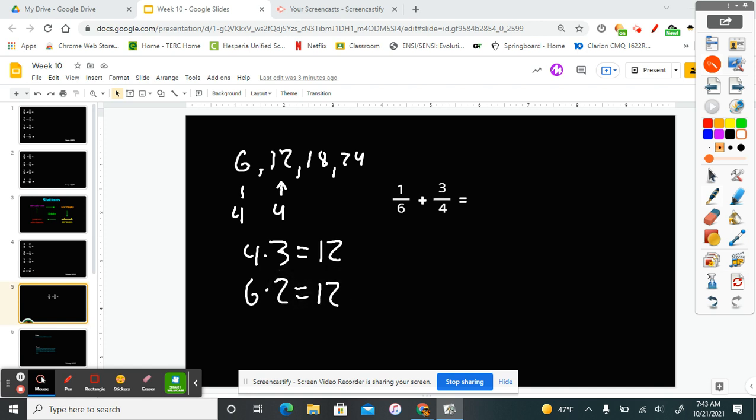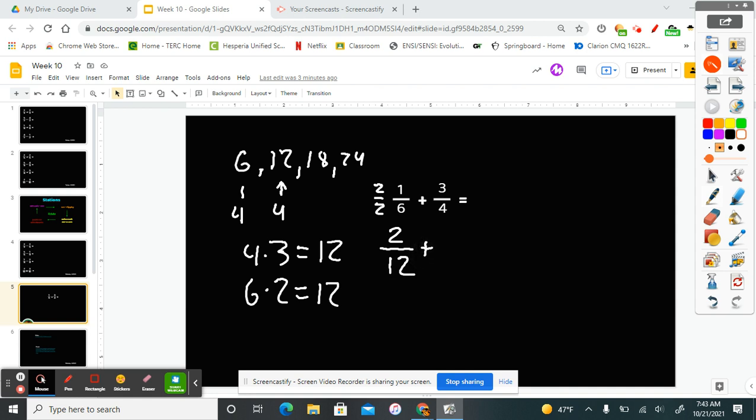So knowing that, I now multiply my 1/6 by a special 1, right? 2 halves, right? 2 over 2 is 1. But what that's going to do, that's going to give me an equivalent fraction. So 2 times 1 is 2, and 2 times 6 is 12.